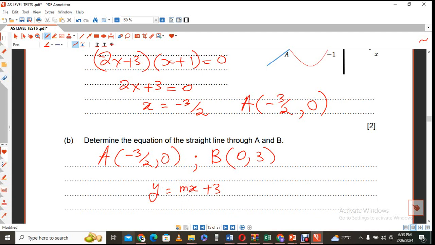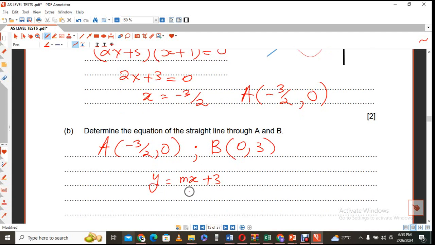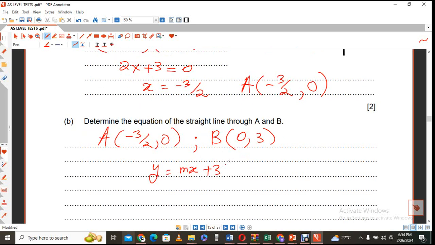Now, let's say we substitute the point 0, 3. Then it's not going to help us much, because if x is 0 and y is 3, that's not really going to help us to find the value of m, is it? Not necessarily.